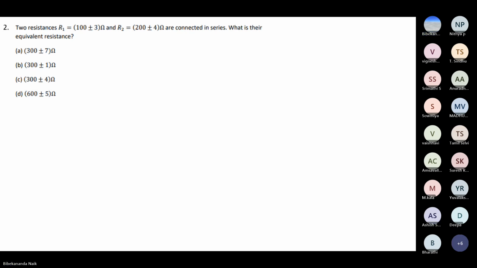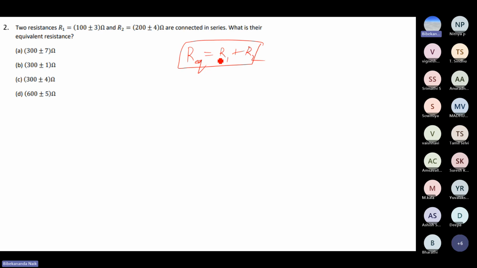So you can directly say 300 plus minus 7. Yes, it will be 300 plus minus 7, because since they are connected in series, and we know if two resistances are connected in series, then its equivalent resistance is how much? R1 plus R2.